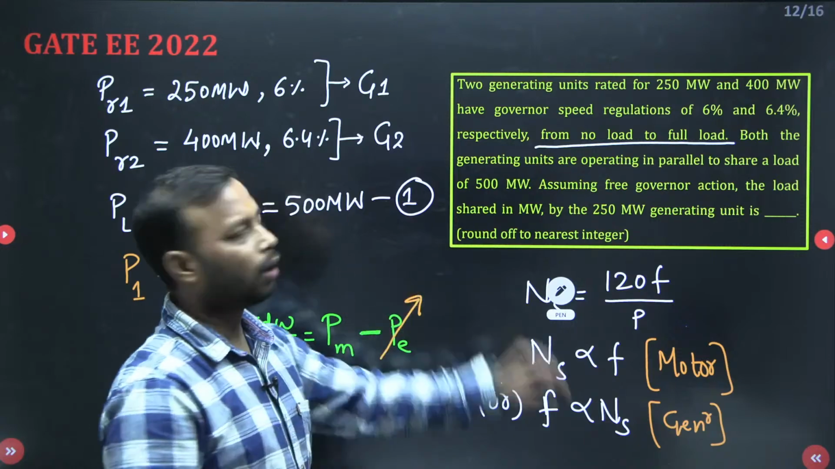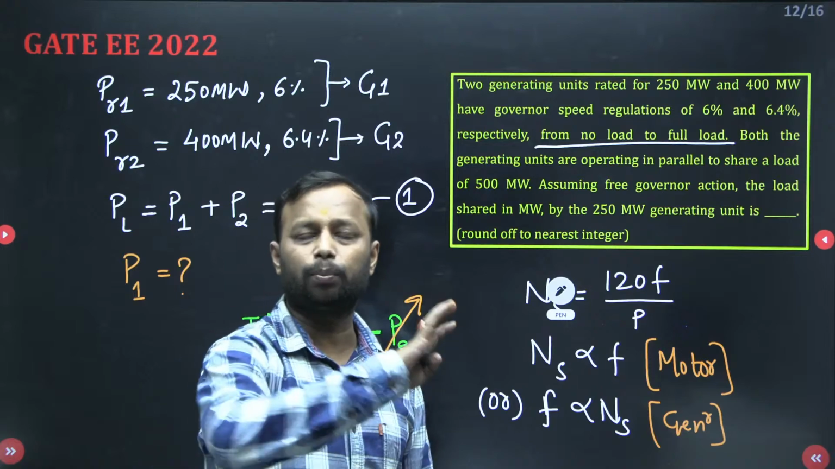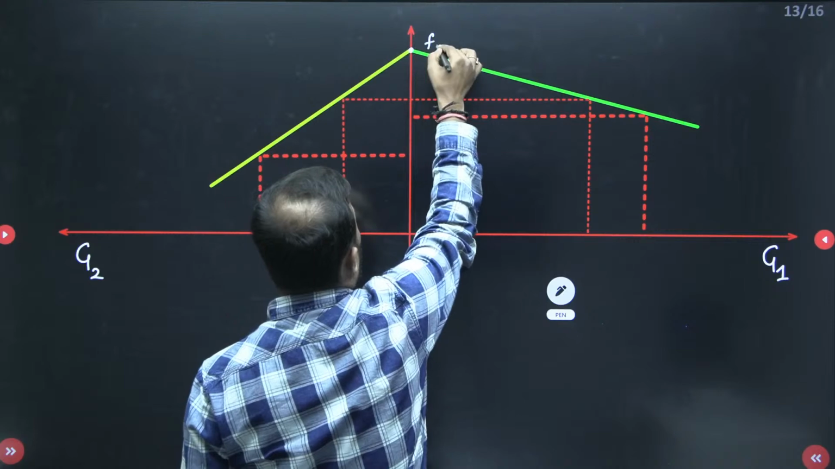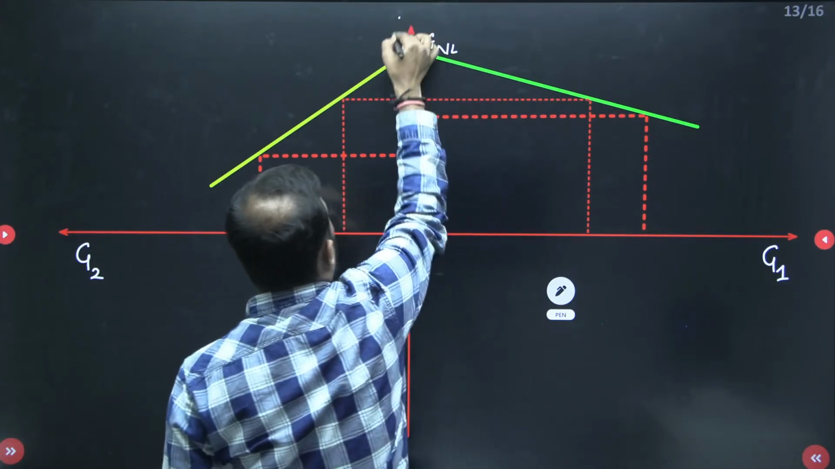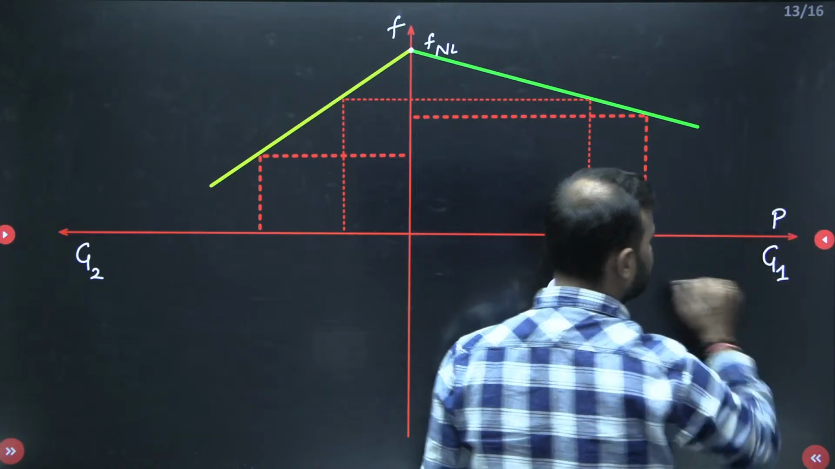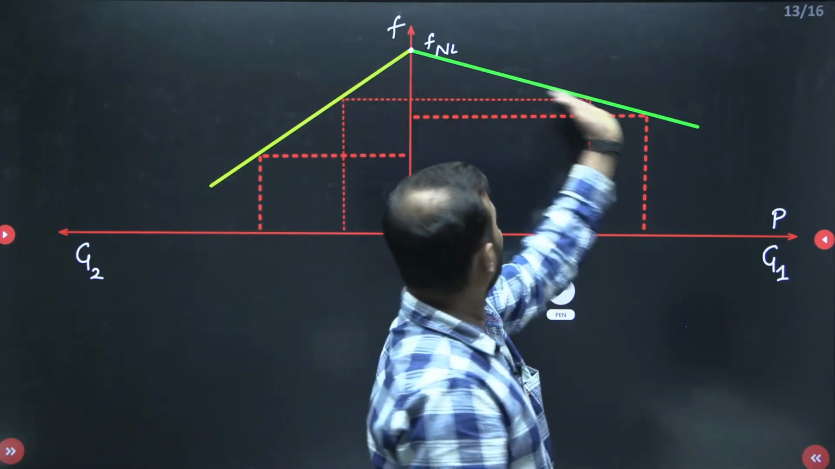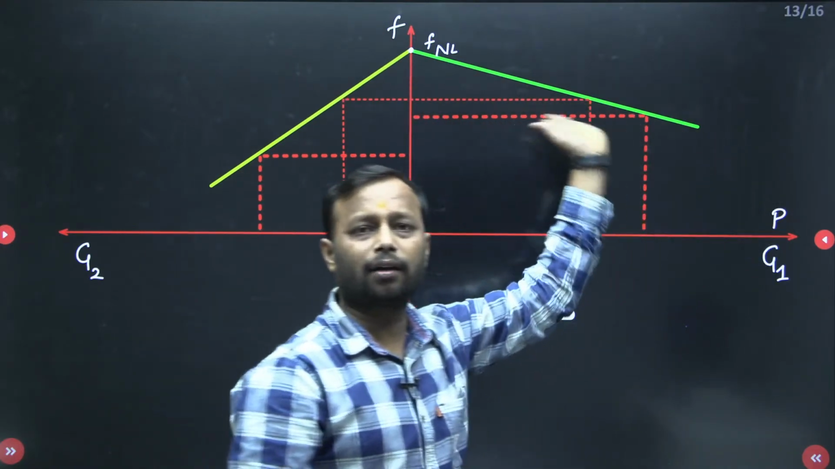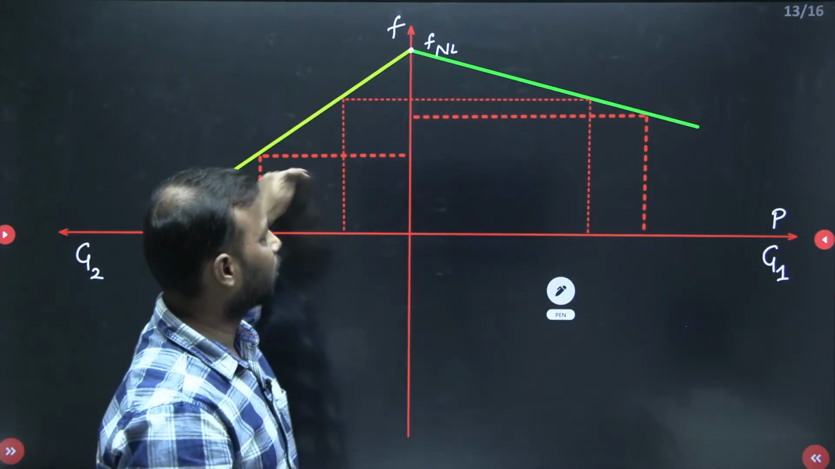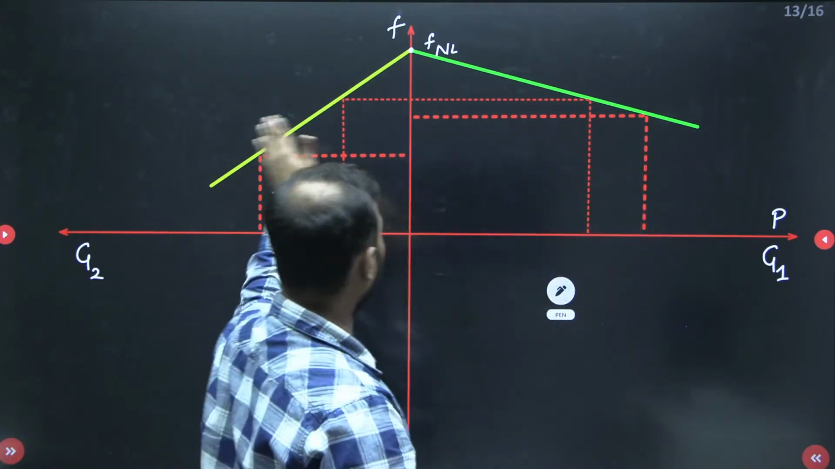So whenever no data is given for the no load frequency, we will always consider the no load frequency to be the same for all the generators. So let us take the no load frequency as F_NL. This is your frequency axis and this is your power axis. Now, if you see carefully, here the slope is somewhat lower than this particular slant. It means that the slope here is lower, and here the slope is higher.